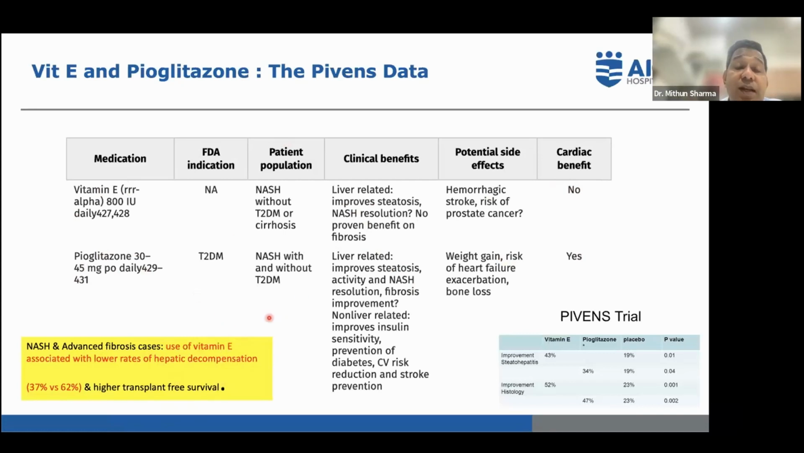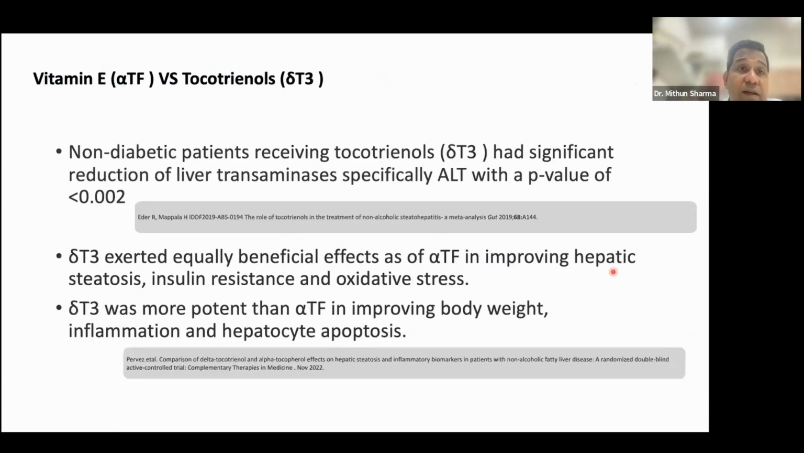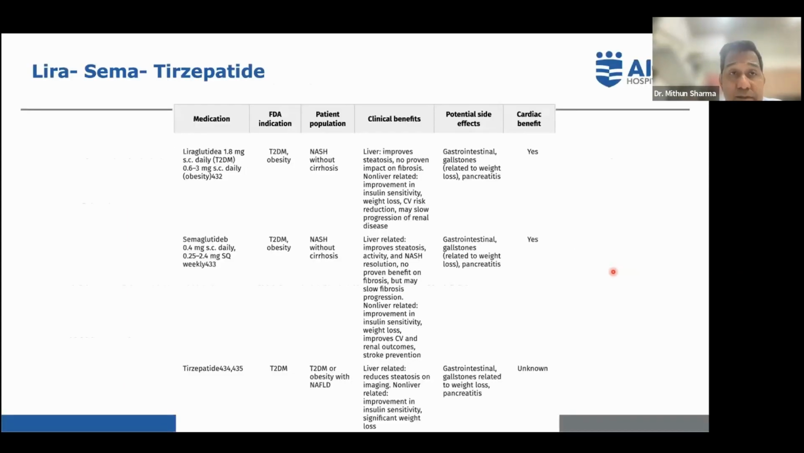Pioglitazone in patients with NASH and diabetes has been shown to help, but the potential side effect is a paradoxical weight gain, which can again worsen NAFL. Neither of these 2 drugs is approved for NAFL. Then there's a lot of discussion on vitamin E versus tocotrienol. There is no data to prove superiority, but a lower dose may benefit more than vitamin E.